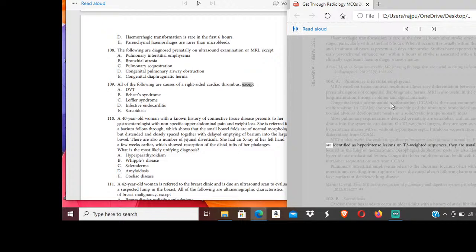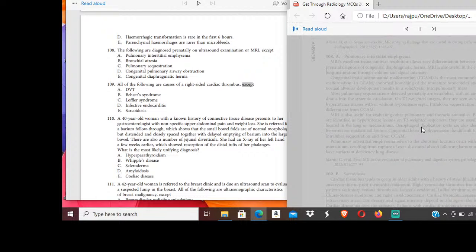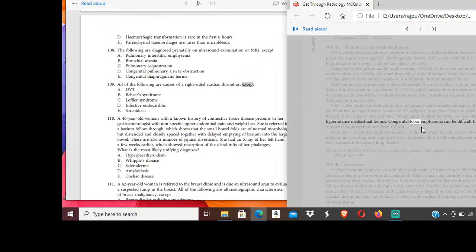Bronchogenic cysts are identified as hyperintense lesions on T2 weighted sequences. They are usually single lesions located in the lung or mediastinum. Esophageal duplication cysts are also identified as hyperintense mediastinal lesions. Congenital lobar emphysema can be difficult to distinguish from intralobar sequestration and from CCAM.